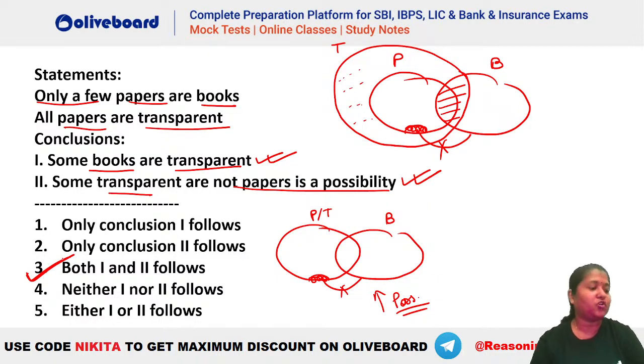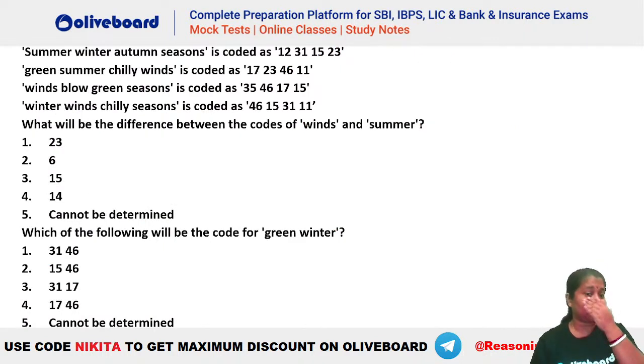Everybody clear with this? In this particular question you can see some not is going to be a possibility, because it is not a definite case, not definitely true. So it is only a possibility. Next question, based on codes. Let's see coding-decoding, Chinese coding here. Try this.